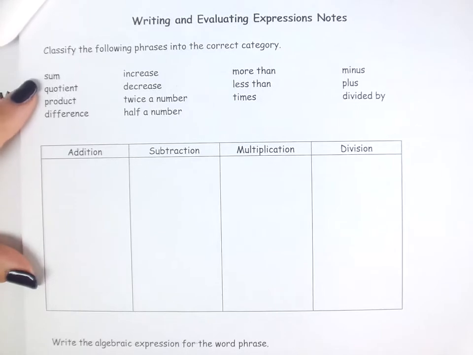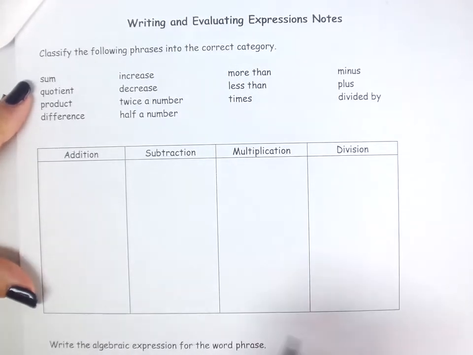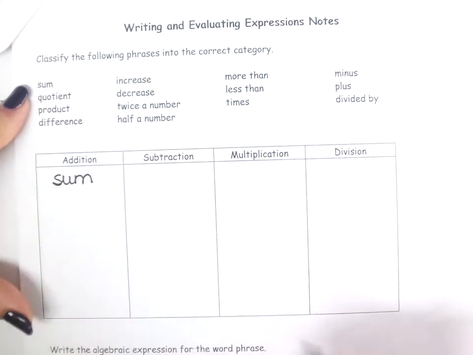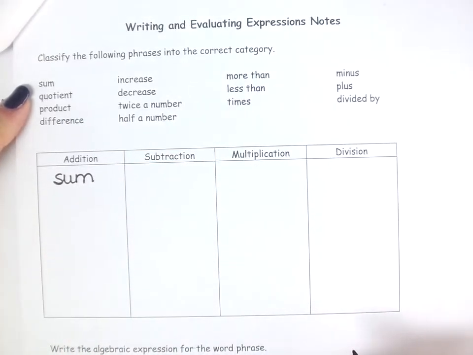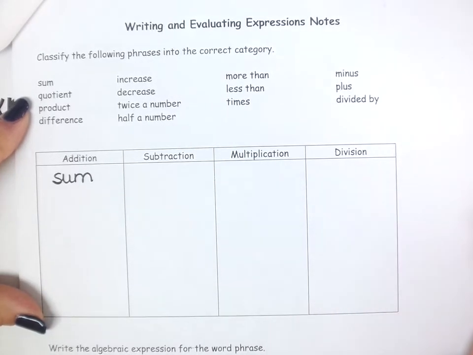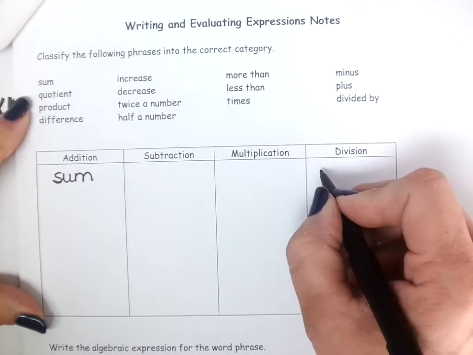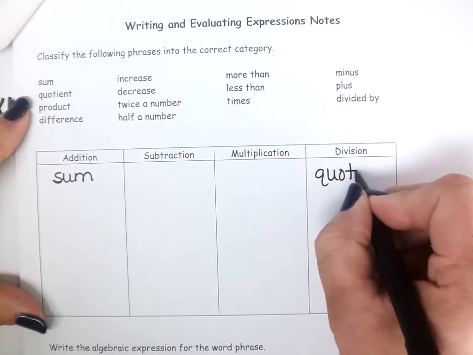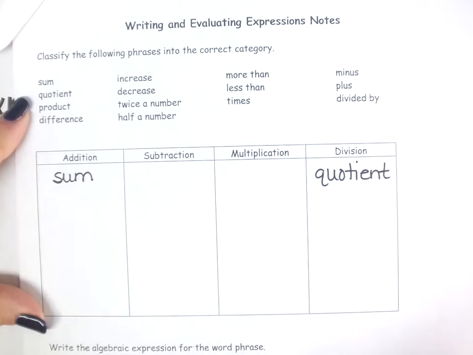So let's start with sum. Sum is the answer to an addition problem. So if you see something that says the word sum, you know you're going to add. Quotient is the name for the answer to a division problem. So you see quotient, you know you're going to do a division problem. Let's add that in division.